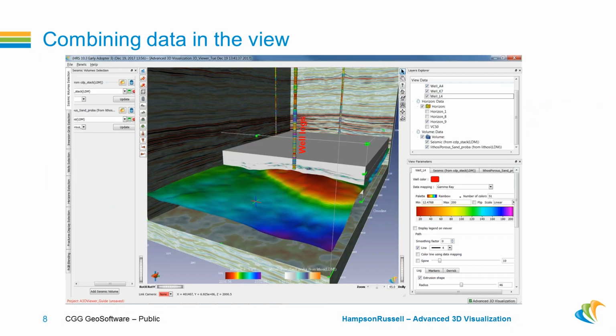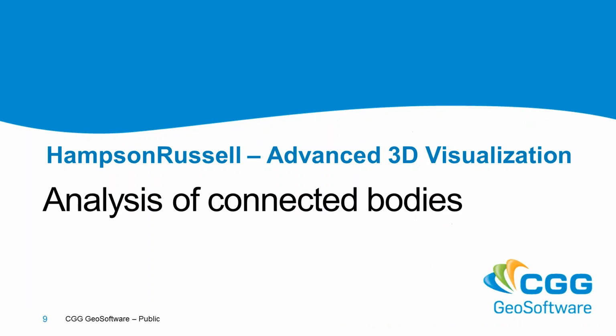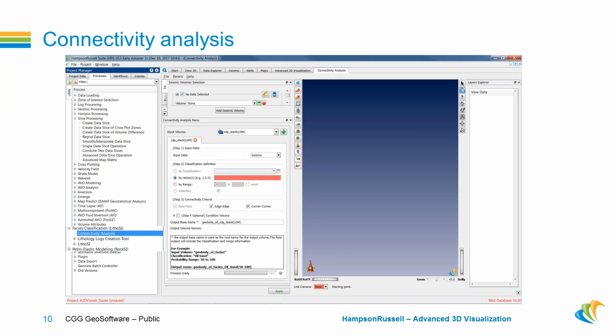The next step is to combine all this information together. For example, wells, sand probability, seismic, horizons. You can compare them together, adding them together in one display. The next step is to capture the connected bodies. Connected bodies come from the facies classification in LithoSI. You can do the connectivity analysis.